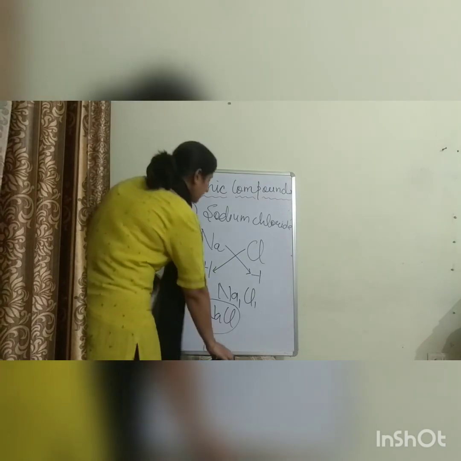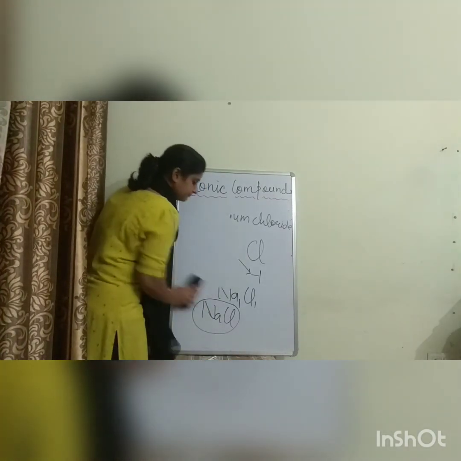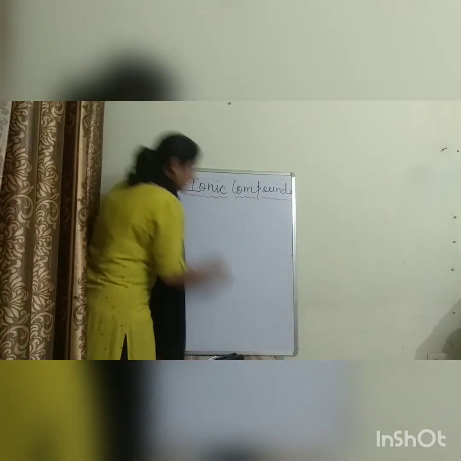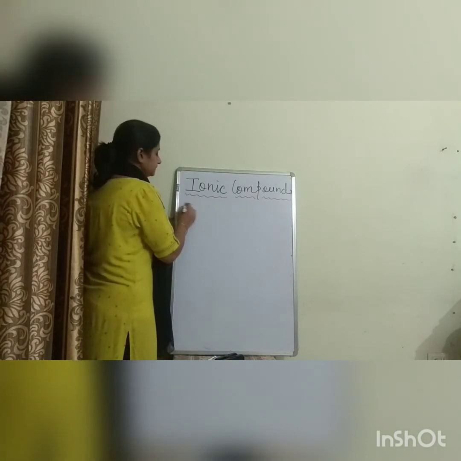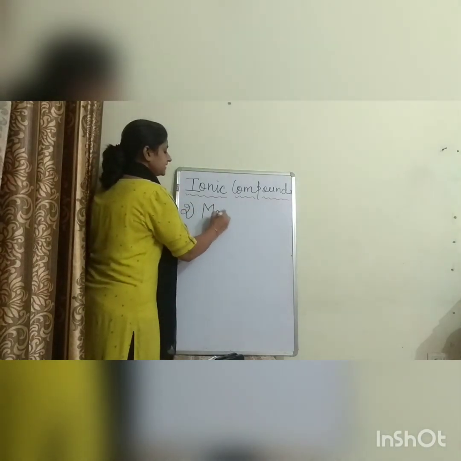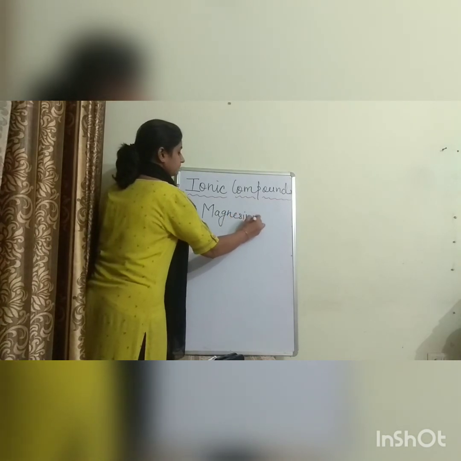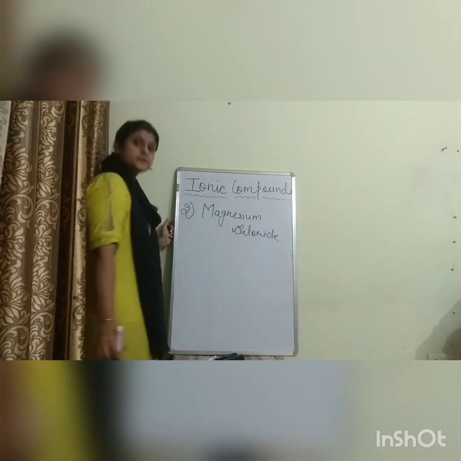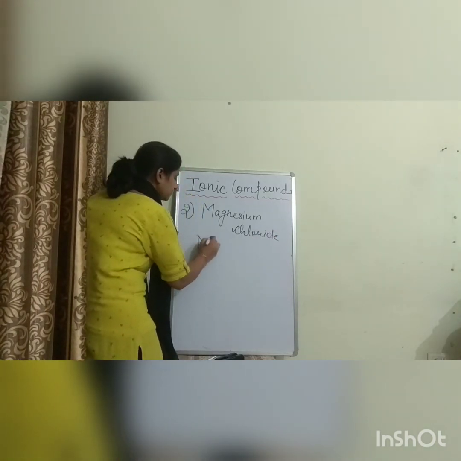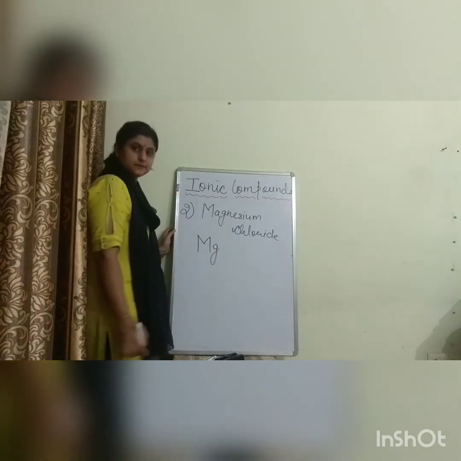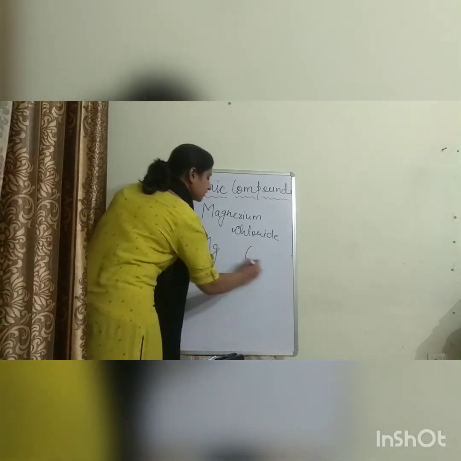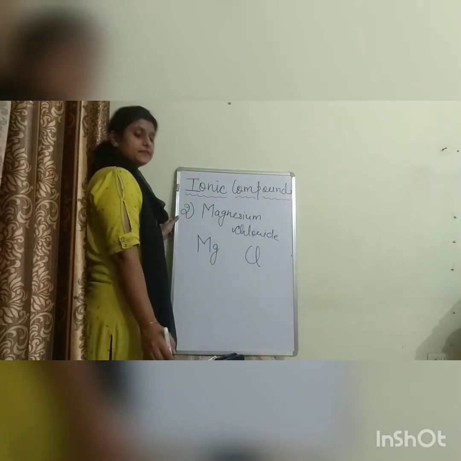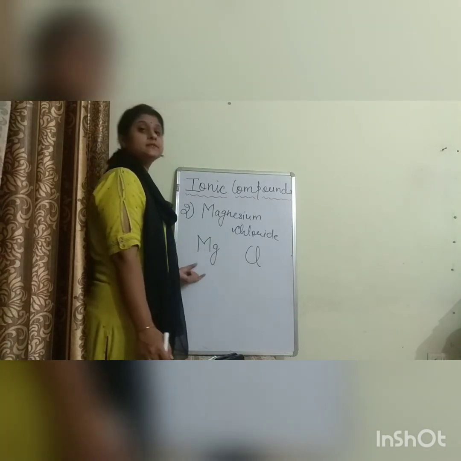Now, let's understand the concept of ionic compounds with some more examples. Let me show you one more example, for example, magnesium chloride. Here, magnesium is a metal. So write down the symbol of magnesium on the left hand side first of all. Then write down the symbol of chlorine, as only these two elements are involved. Then write down the valency below these symbols.